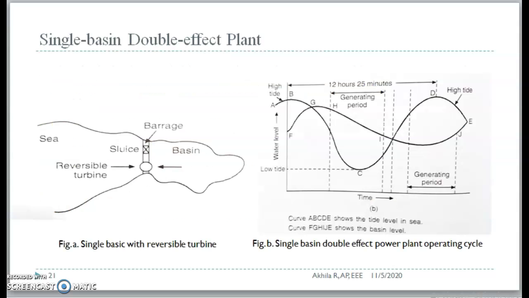Let's move to the single basin double effect plant. As you can see, you have again a single basin and then the sea. The only difference in the diagram is that the turbine is a reversible one. You can see in the diagram that the standing period is so small in this. You have longer generating periods.